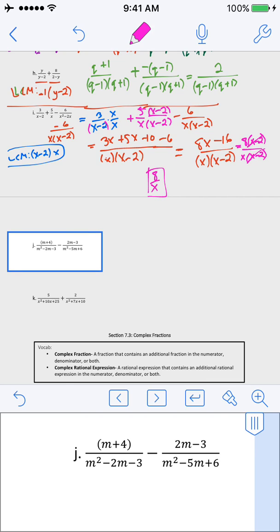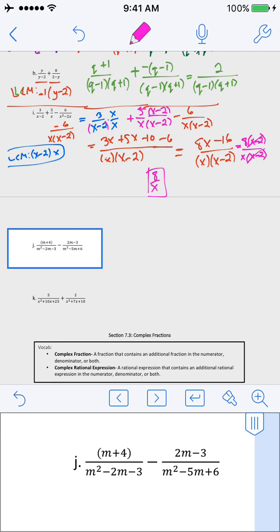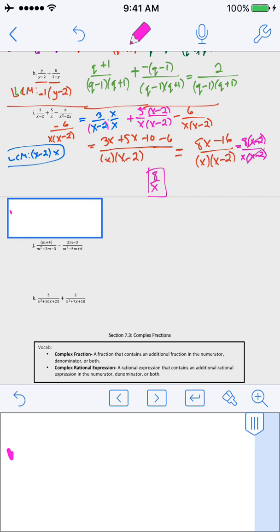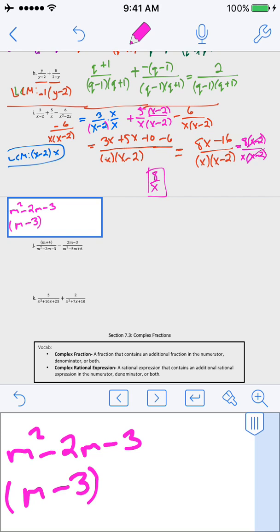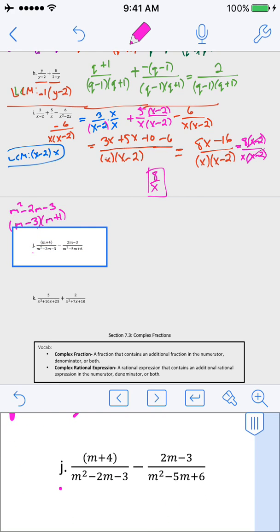Finding an LCM of a quadratic just means I've got to factor. I can't deal with stuff like this, it's too big. Got to factor these guys. M squared minus 2m minus 3. Let's see, that would be two things that multiply to negative 3 and add to negative 2. Thinking negative 3 and 1. Yep. So this would be m minus 3 and m plus 1. So that was this guy.